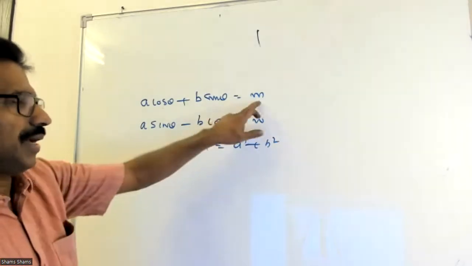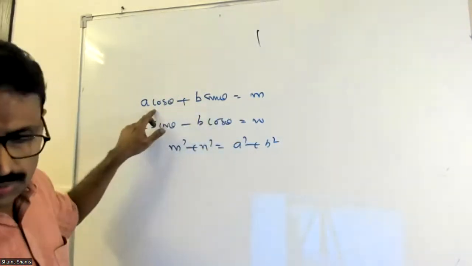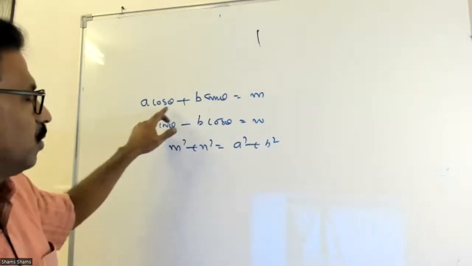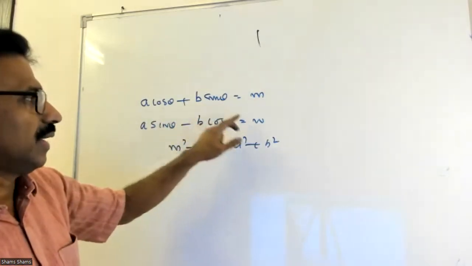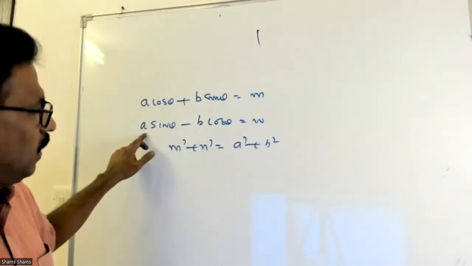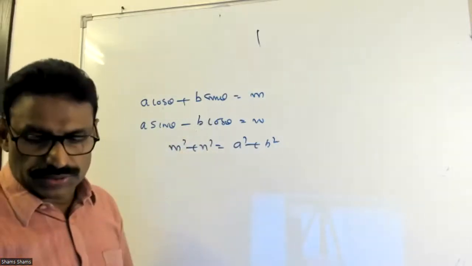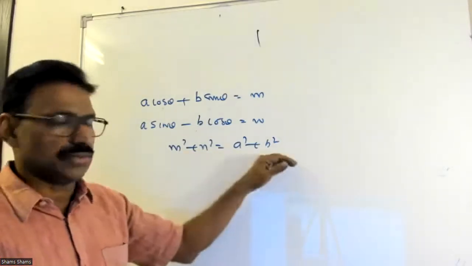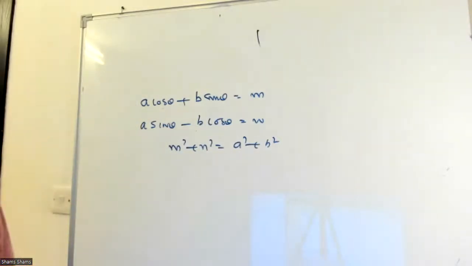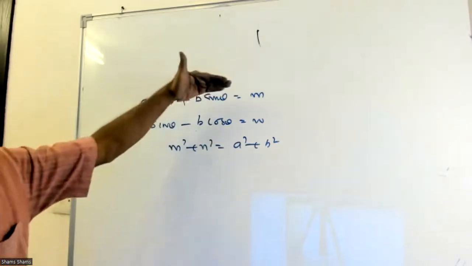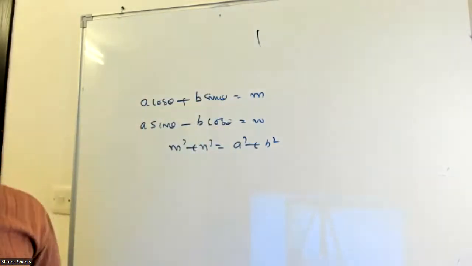Look at here. M equal to A cos theta plus B sin theta. N equal to A sin theta minus B cos theta. Prove that M square plus N square equal to A square plus B square. I'll give the hint. Actually, no need a hint. Why? Because just square it. This one is square it, this one is square it, and adding will get it.